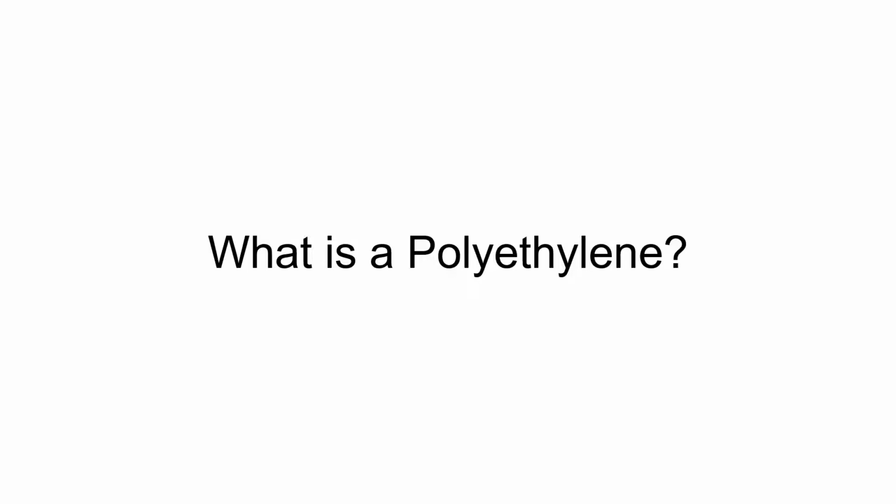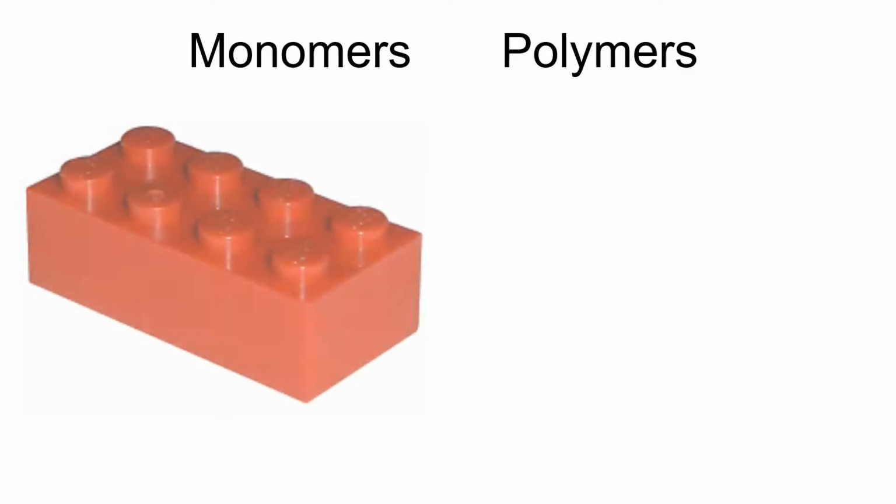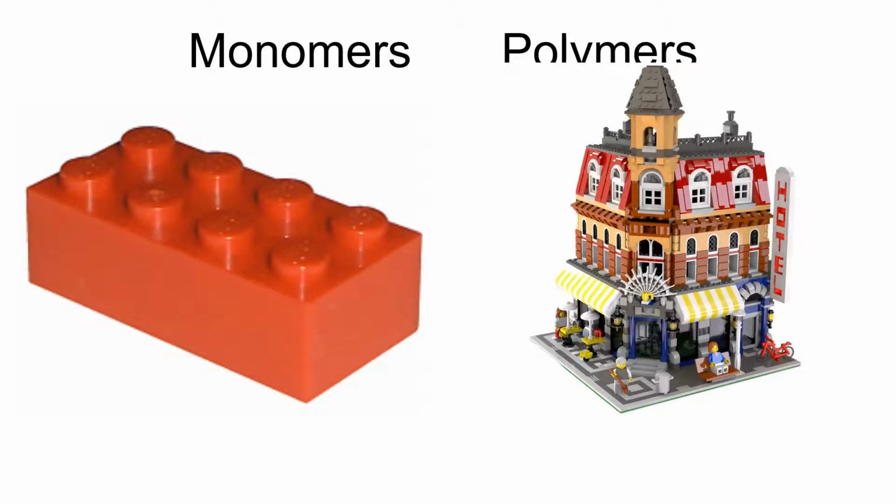Now you know what differs the plastics, it's time to ask what they are. To understand polyethylene, we first have to understand the terms monomers and polymers. According to the Oxford Dictionary, a monomer is a molecule that can be bonded to other molecules to form a polymer, and a polymer is a substance that has a molecular structure consisting chiefly or entirely of large numbers of similar units bonded together. But this means absolutely nothing to you and I. So it's better to think of monomers like a Lego brick, a singular building block, and polymers as a collection of monomers that create the Lego Corner Cafe and hotel.